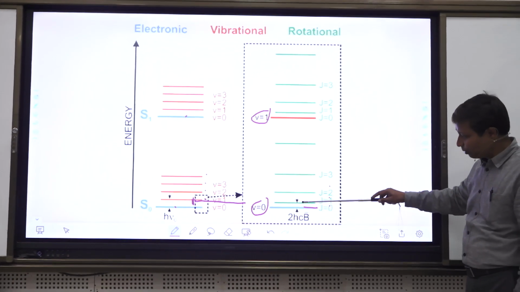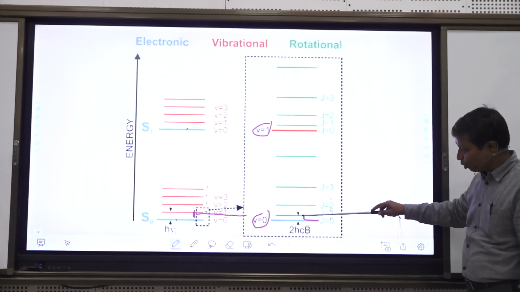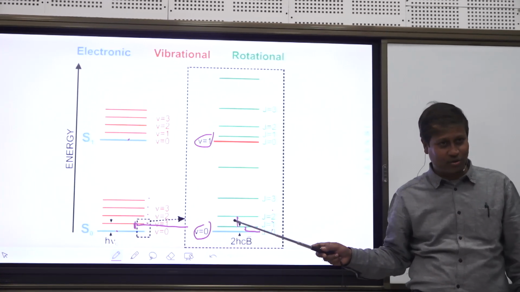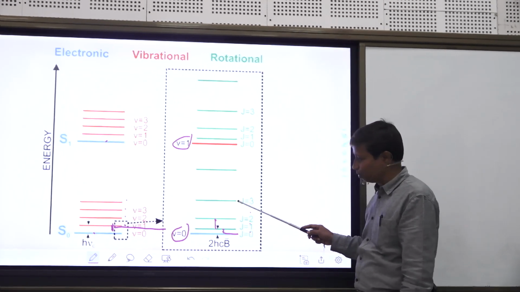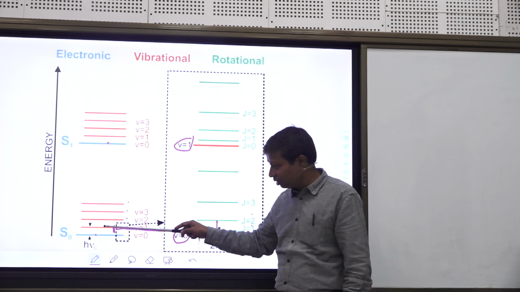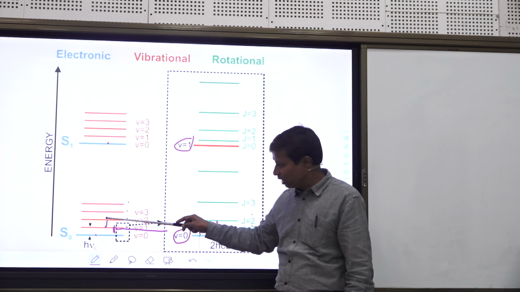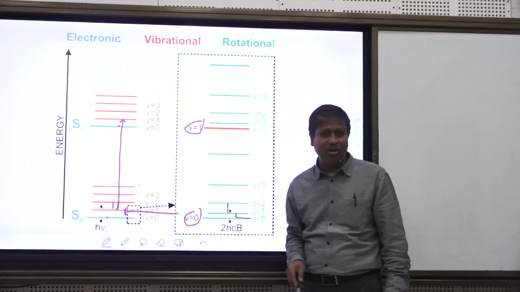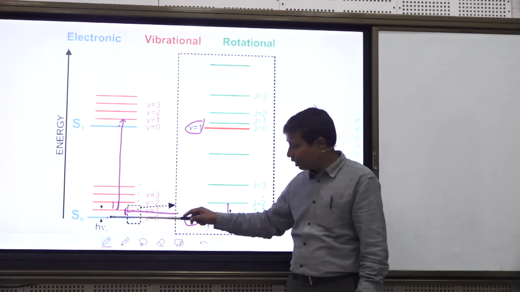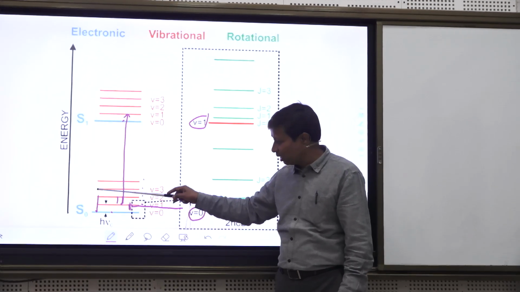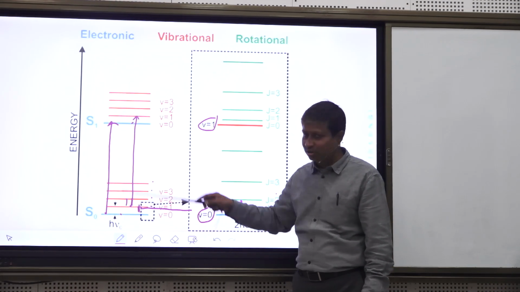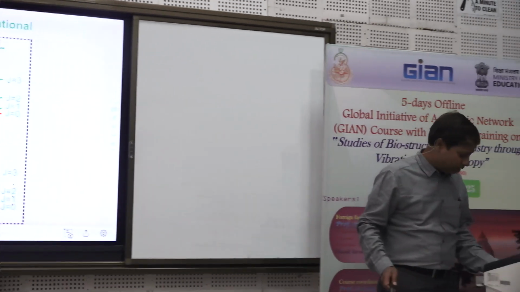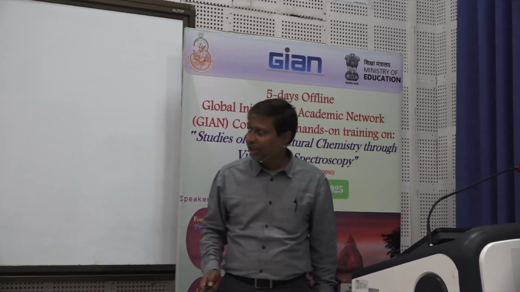When you discuss the transition among the rotational energy levels, this is called rotational spectroscopy or microwave spectroscopy. When we discuss the transition between vibrational energy levels, say from here to here, this is called vibrational spectroscopy. When we talk about the transition between two electronic states, it is called electronic spectroscopy. Today we are discussing vibrational spectroscopy.